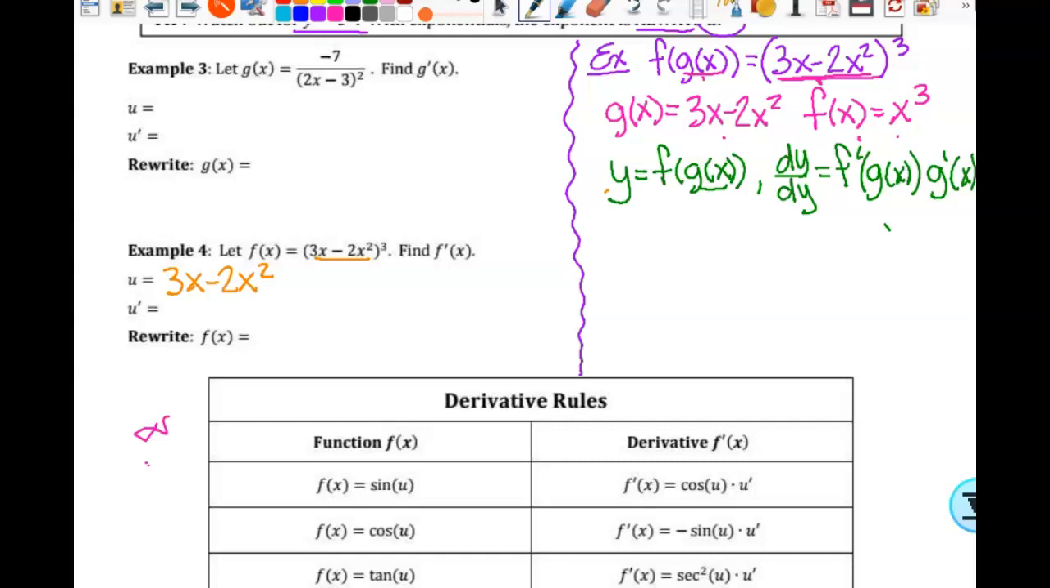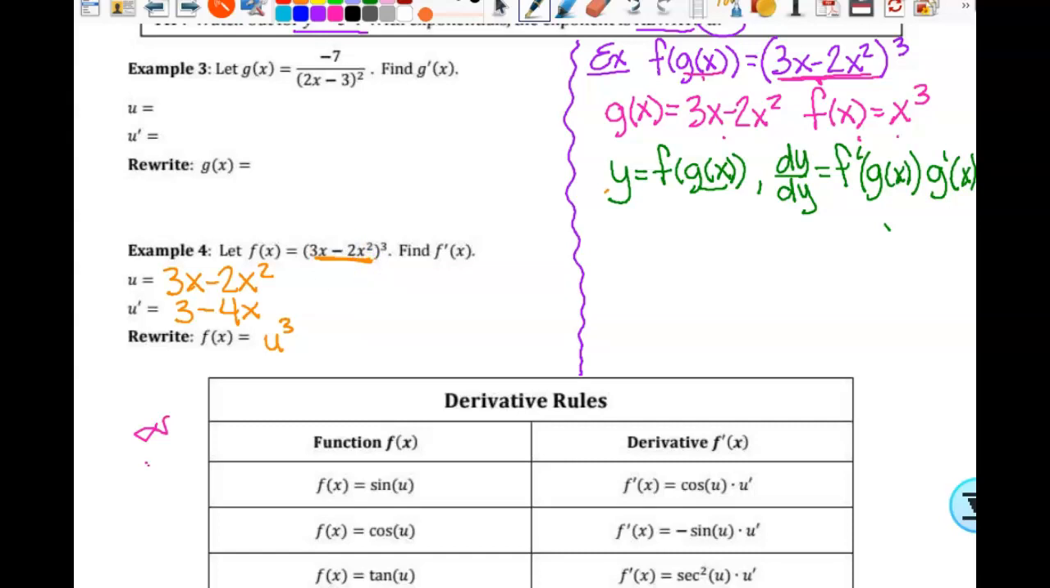If this is u, then u prime, the derivative of this with respect to x, is going to give me what? What's the derivative of 3x? 3 minus, what's the derivative of this? 4x. Then it says to rewrite f of x. So we let u equal this part right here. So f of x is equal to now u cubed. Does that make sense why that is? If this whole thing is u, then f of x is now u cubed, because that's the u part that I took out of it. Okay, we good with that?